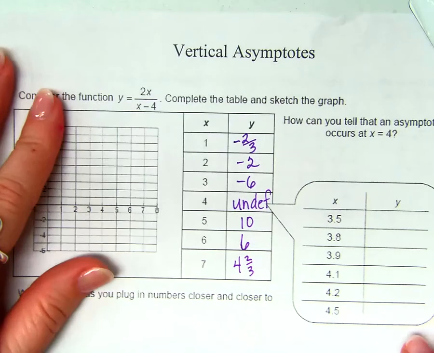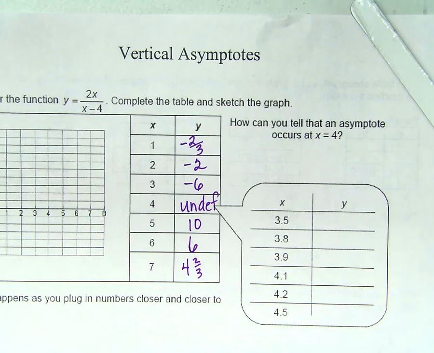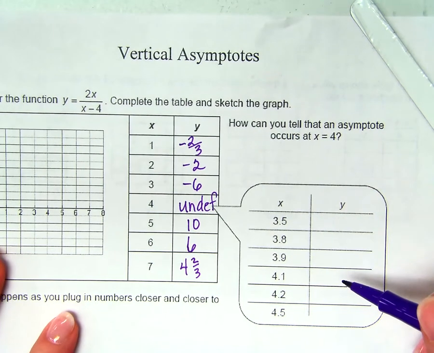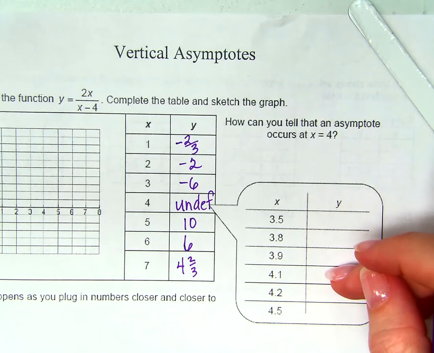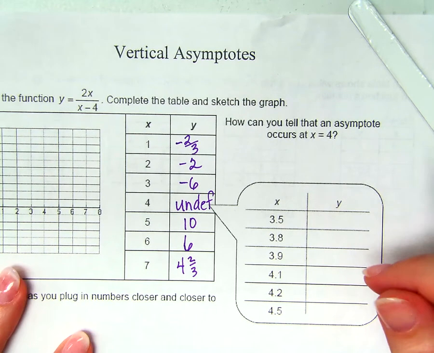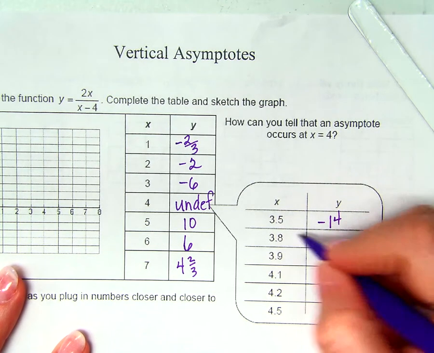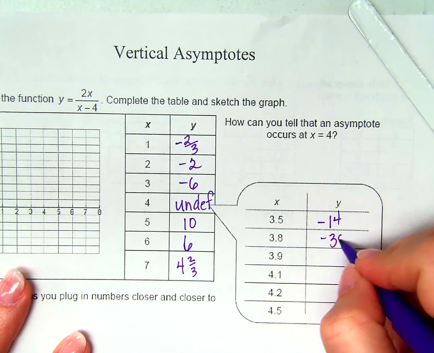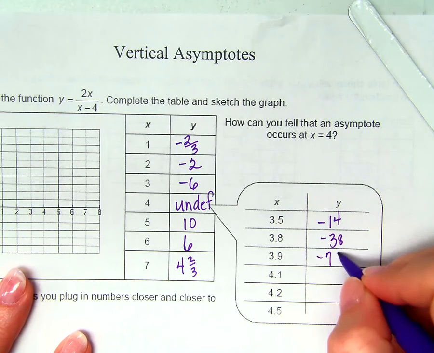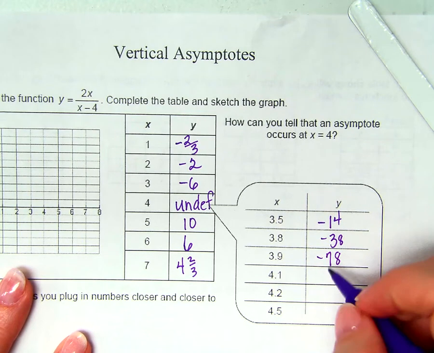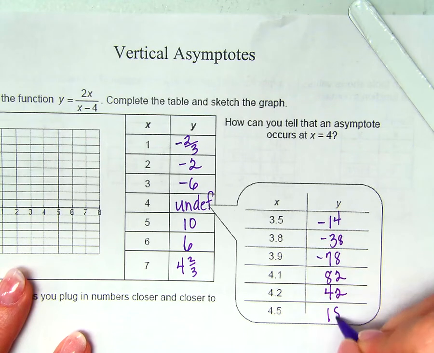So you can zoom in a little bit further on your table by changing how you count on your table. Okay? I'm going to fill this in for you. I'm just not sure if I have time to show you how to change how you count on your table. Some of you already know, and that's great, but we can go back over this on Monday when I get back. When x is 3.5, it is -14. When x is 3.9, it's -38. When x is 3.8, now 3.9, y is -78. When x is 4.1, I get 82, and then 42, and then 18.